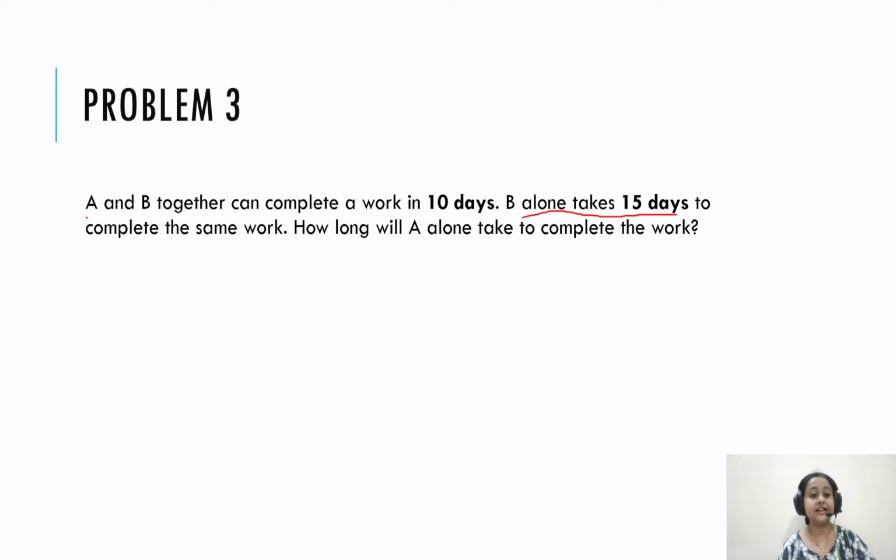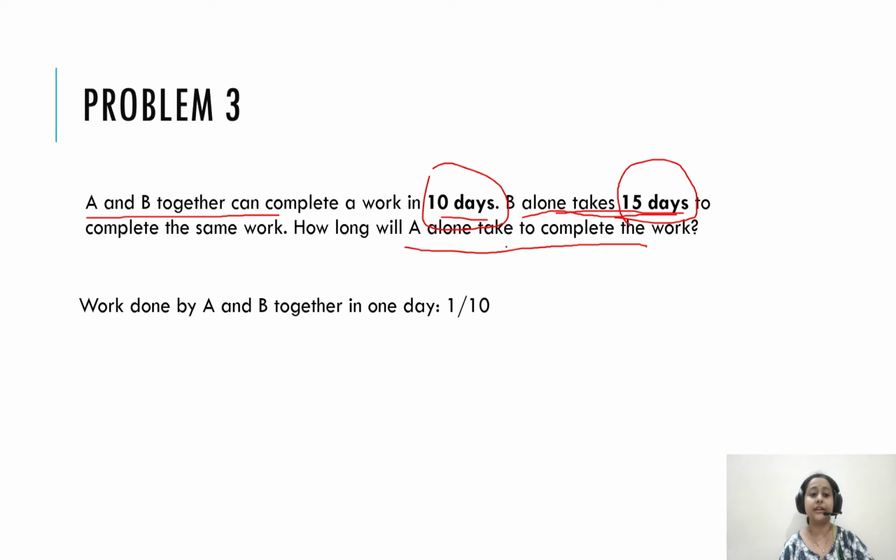What is given is A and B together can complete the work in how many days? In 10 days. That is given. And how many days are required for B to complete the work alone? That is also given, 15 days. Given these two, you have to find out how long A will take to complete the work. Right? It is very simple. Since the joint work and B's alone work are given, from this you can easily find out how much time it will take for A to complete the work.